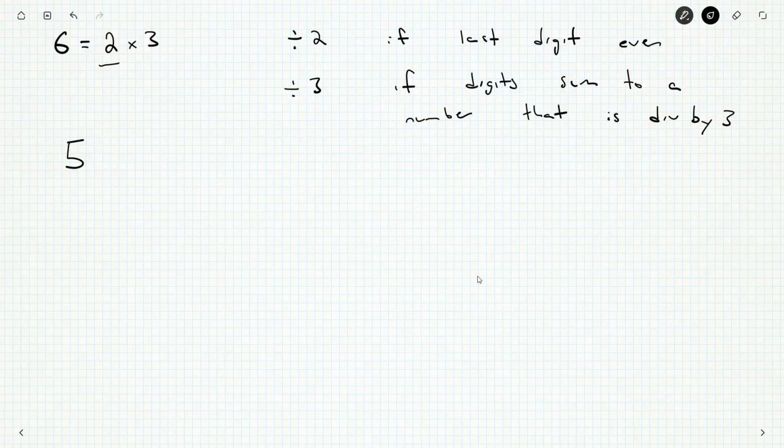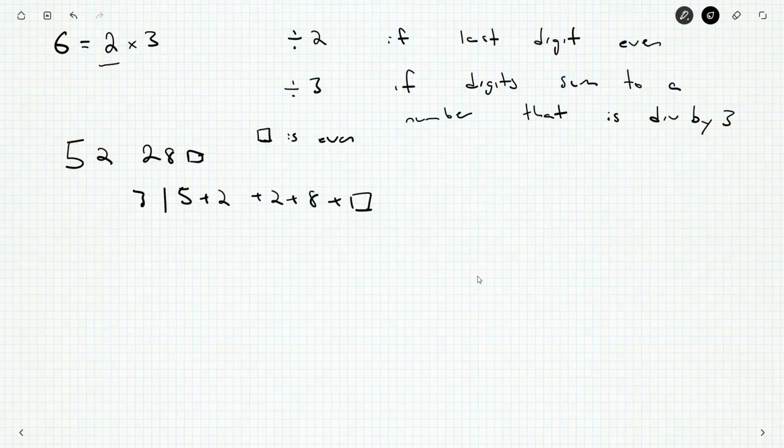So if we're looking at 52,280 box, we know box has to be even. That actually rules out answer B, which is 3. But 3 has to divide 5 plus 2 plus 2 plus 8 plus box. Now 5 plus 2 plus 2 is 9, plus 8 is 17. So 17 plus box. What multiples of 3 are there that look like 17 plus something?